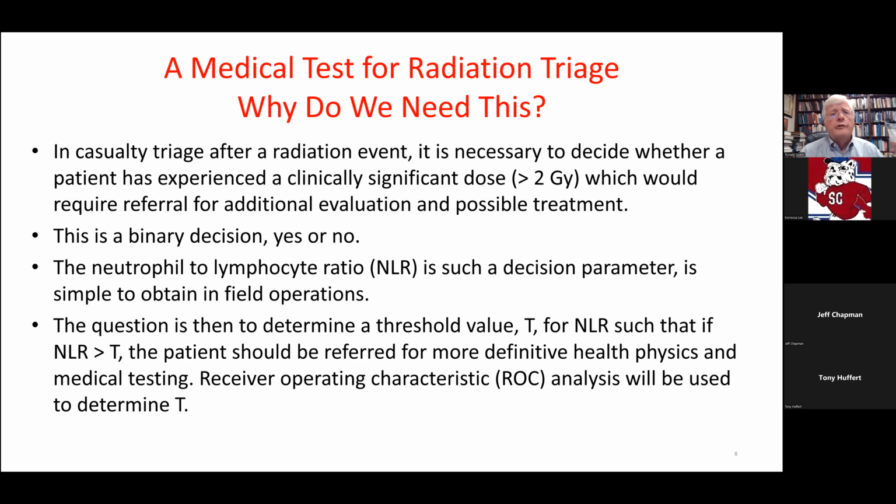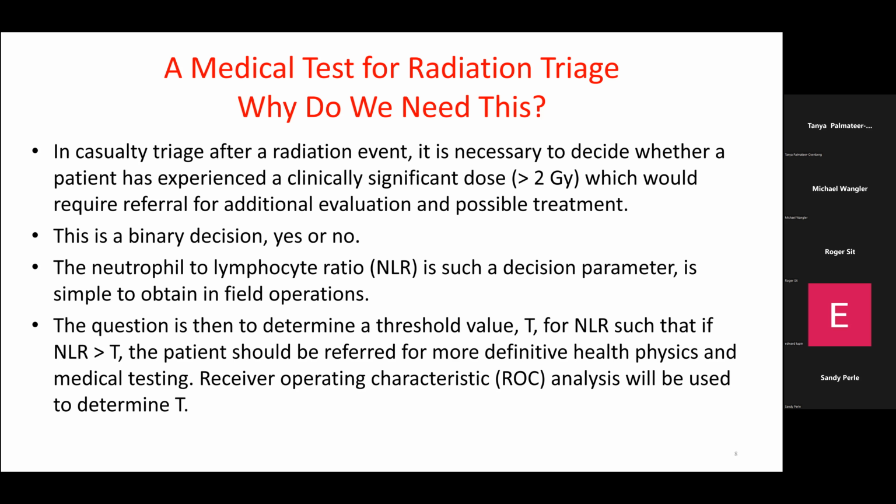The reason we chose the neutrophil lymphocyte ratio as a decision parameter is that it's simple to obtain in field operations. Our question is then to determine a threshold value for the neutrophil lymphocyte ratio, NLR, such that if the ratio is over this threshold, the patient is referred for more definitive health physics and medical testing. In medicine, we have this all the time, whether a test is abnormal or not. The typical statistic in the medicine realm is receiver operating characteristics analysis, and we'll use that to determine our threshold here.